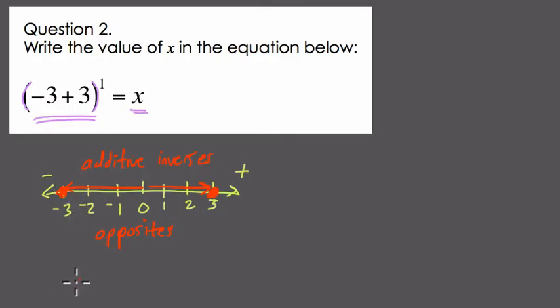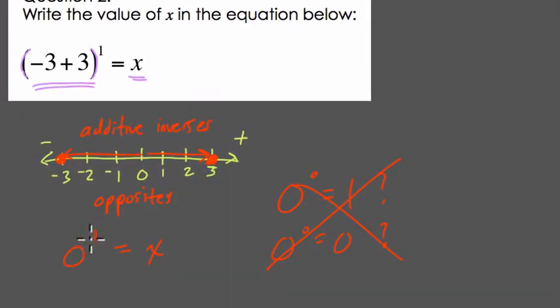So negative 3 plus 3 is 0, to the first power equals x. So what is 0 to the first power? Well, essentially 0 to any power is 0. Except if you have 0 to the 0 power, that's a special case. We're not sure. Is 0 to the 0 power 1? Is 0 to the 0 power 0? That's a whole big debate. So we leave that out of this here, right? We're just approaching what is 0 to the first power or 0 to any other power other than 0, and that answer is 0. So here, x equals 0.